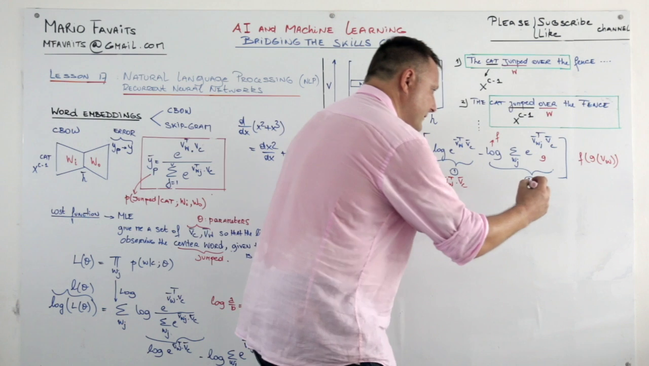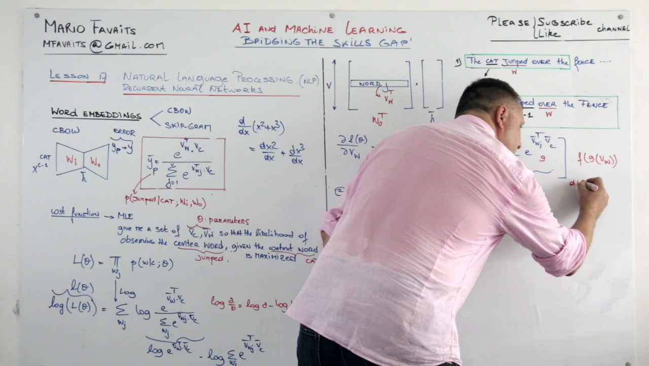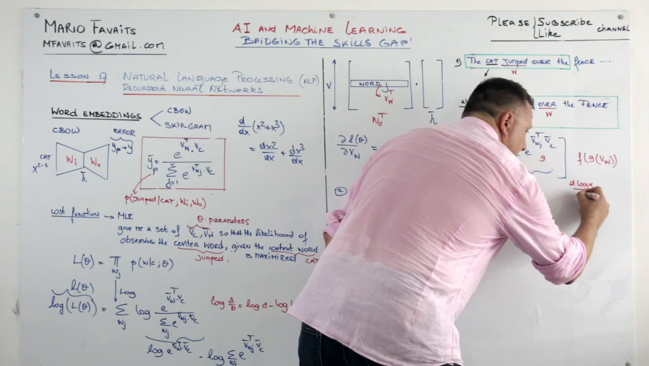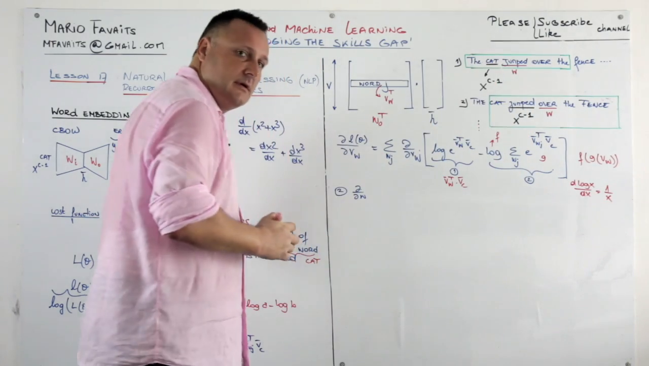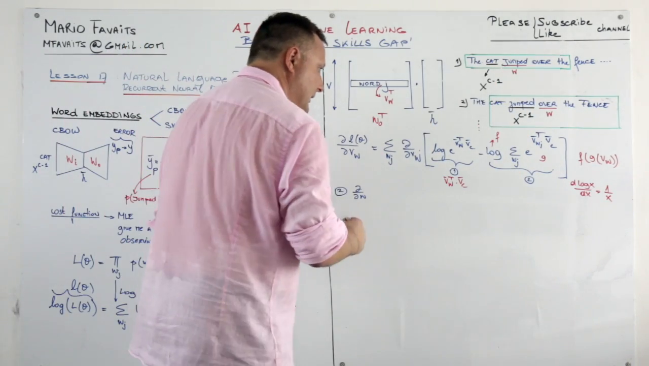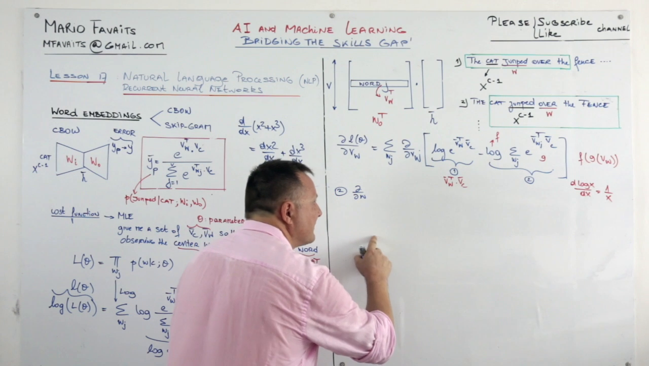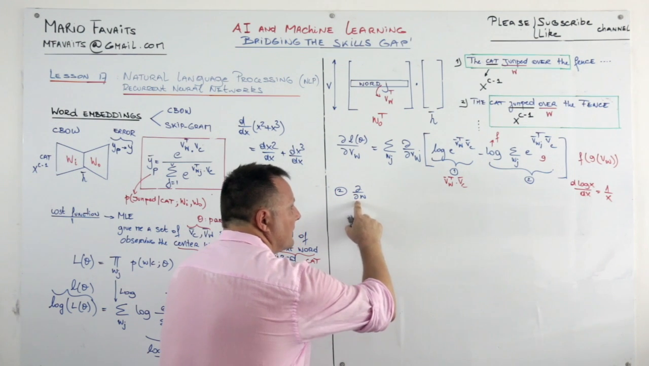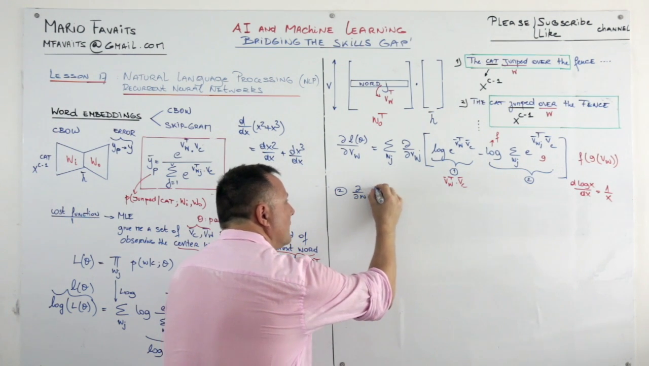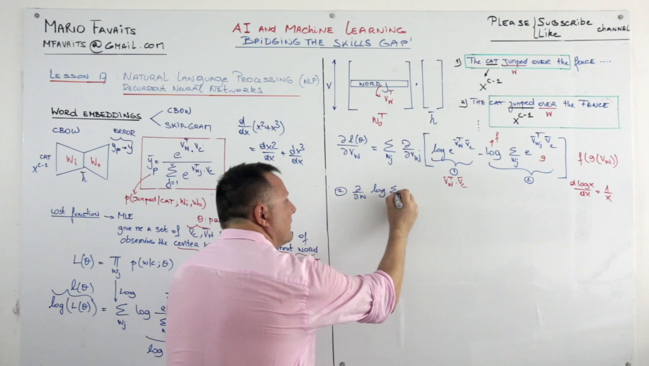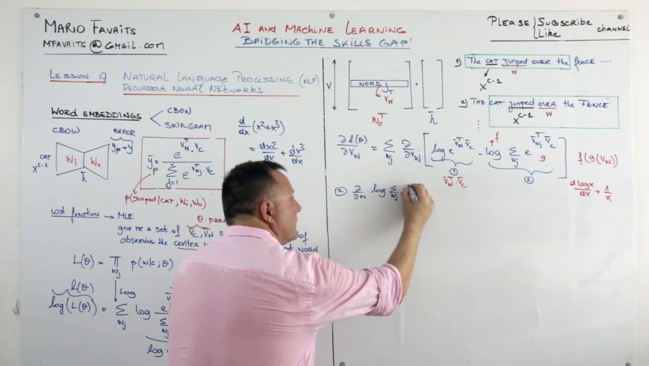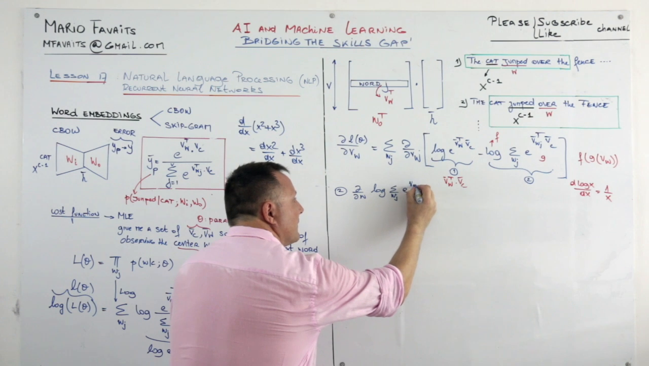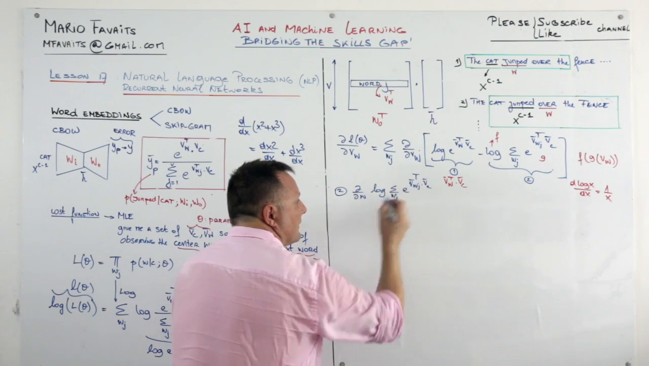And the derivative of log of x with respect to x equals 1 over x. So this becomes the derivative of log and then the sum over wj of e to the vwj transpose vc.